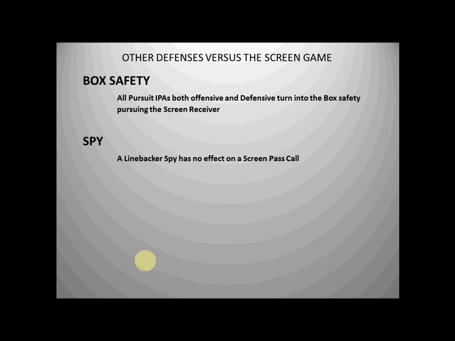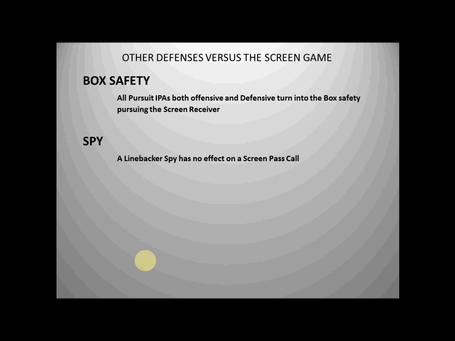Other defenses versus the screen game. Box safety. Anytime there's a box safety call, all pursuit IPAs, both offensive and defensive, turn into the box safety pursuing the screen receiver. So you resolve the first part of the play as normal. If it calls for blowing up the screen or the screen blocking, etc., all that is resolved as normal. The screen pass is thrown to find out if it's complete, etc., etc.